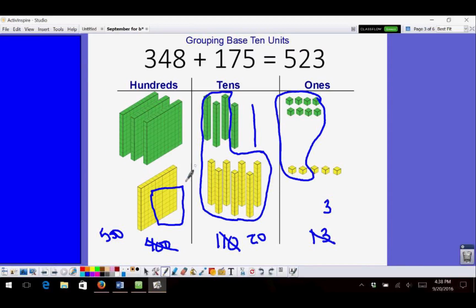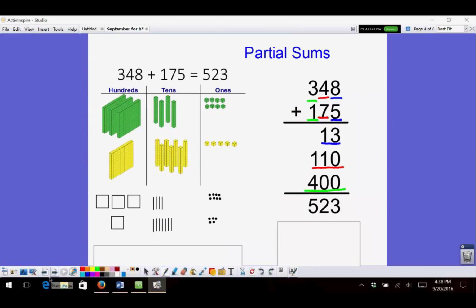When I'm adding here, I can add in any order I want. I can see what's happening no matter how I do it. That'll be even more true when we think about subtraction in a minute.